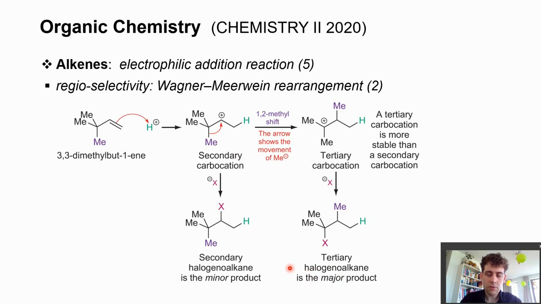So to summarize for the Wagner-Meerwein rearrangement, always be on the lookout if you can maybe form a more stable carbocation by the shift of a methyl group or a hydrogen atom at this intermediary carbocation.